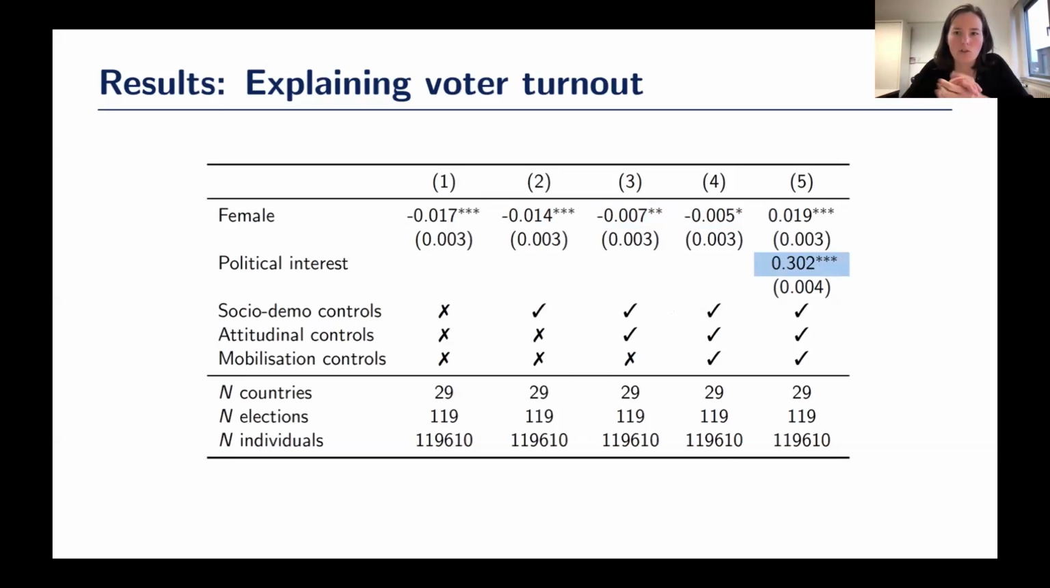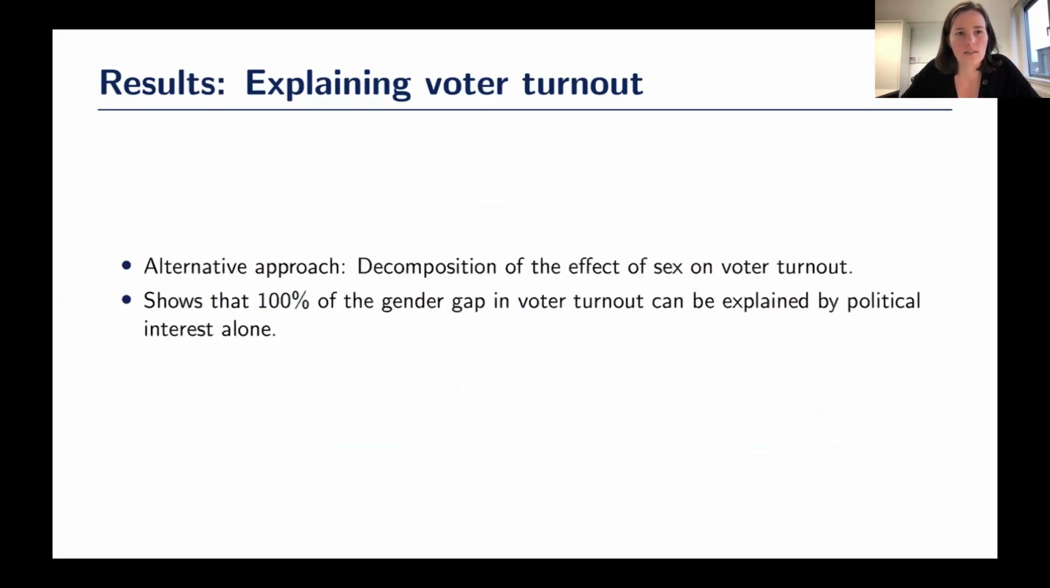The more interested are much more likely to turn out to vote in European Parliament elections. And interestingly, when we add political interest to the model, the coefficient on gender, the coefficient on being female versus male, basically flips side. Meaning that once we control for how politically interested individuals are, and we compare men and women that are equally politically interested, women in fact turn out more than men. So we come to the conclusion that political interest is the key variable that explains this gender gap in voter turnout in second order elections.